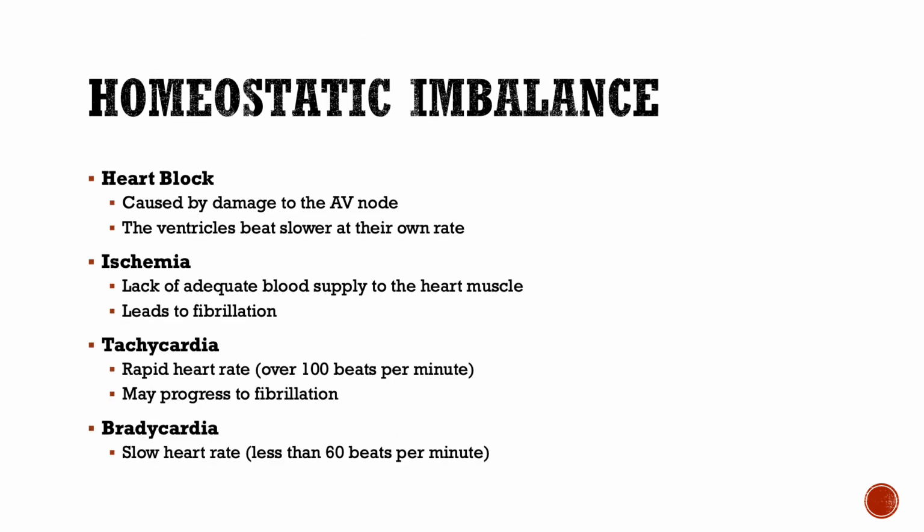Now, let me talk about the different pathologic conditions that interfere with the regular conduction of impulses across the heart. The first is heart block, which is a condition caused by damage to the AV node. When this occurs, the ventricles begin to beat at their own rate, which is much slower, some or all of the time. Ischemia is a condition characterized by the lack of adequate blood supply to the heart muscle. Ischemia may lead to fibrillation, which is a rapid, uncontrolled quivering of the ventricles.